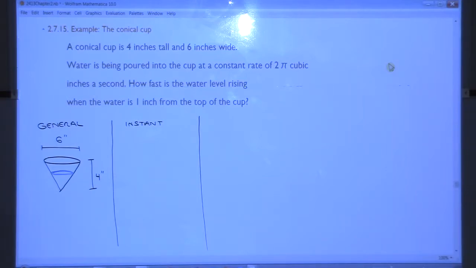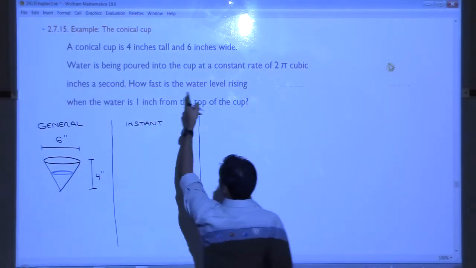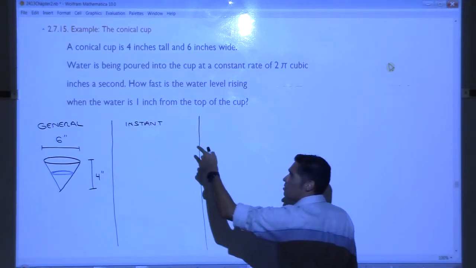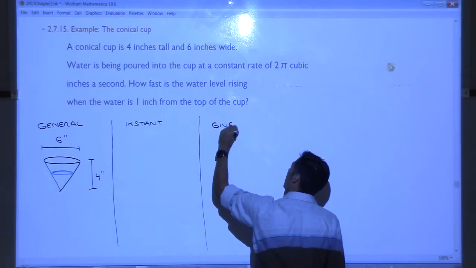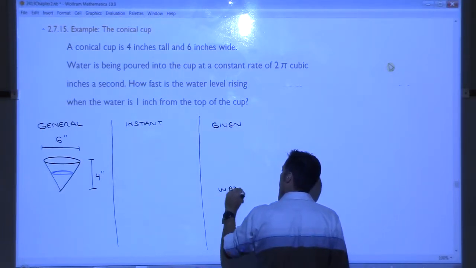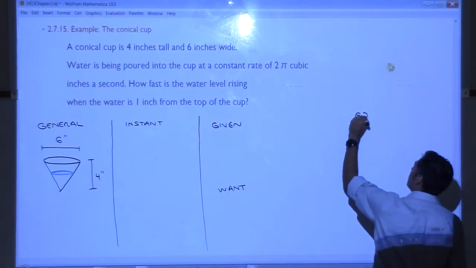What next? I really am hoping you guide me through this. You've got 2 pi cubic inches a second, so that's the rate that's flowing in. Okay, so the 2 pi cubic inches per second is the rate at which the water is going in. So that's something I'm given, right? And what we want here, eventually we'll get to an equation.